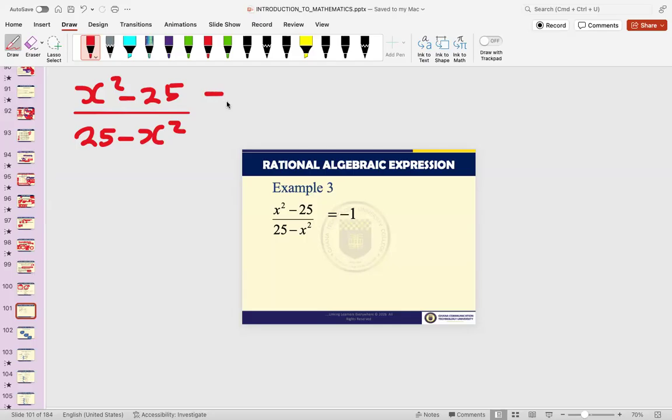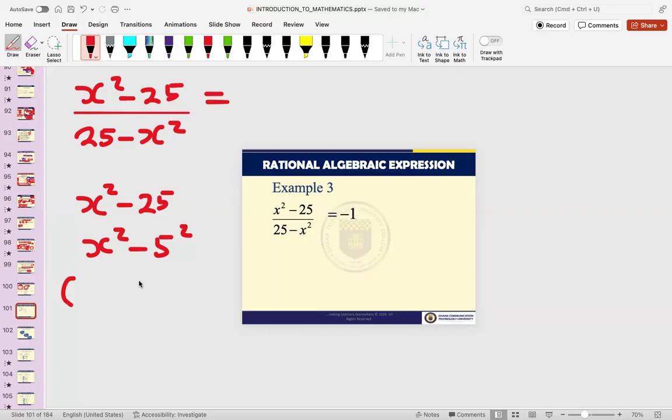So let's pick them one by one. Let's look at the numerator. Numerator, you have x squared minus 25. So by now, with the experience we have, we should be able to write this 25 as a certain number squared. And this will be 5. So 25 is the same as 5 squared. The moment you write it as 5 squared, it means we have a difference of two squares.